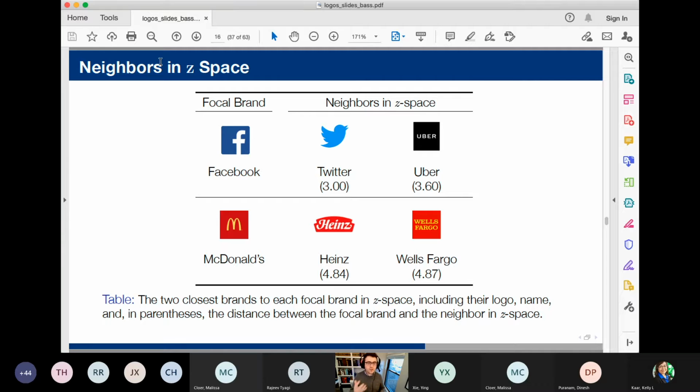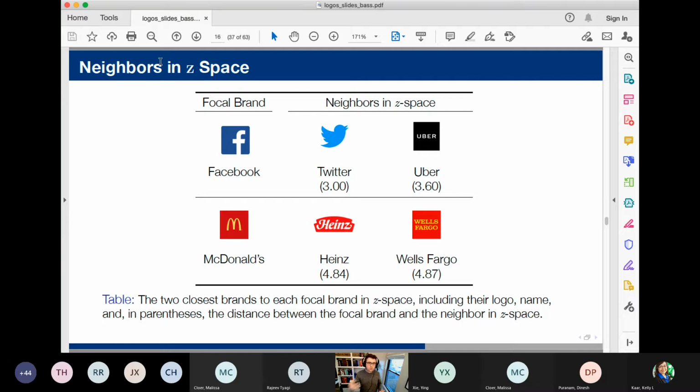So for instance, Facebook and Twitter, they are neighbors. Why are they neighbors? Well, they operate in similar spaces. They use similar words on their websites. Their logos share features in common. Like, for instance, both are blue and bulky, have just one color, not a lot of white space. And consumers perceive them in similar ways.